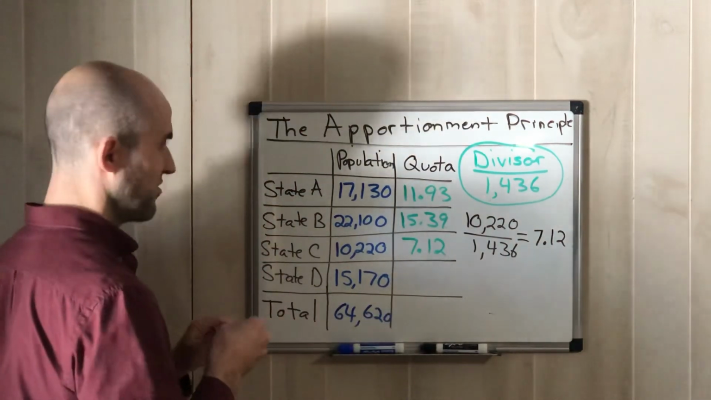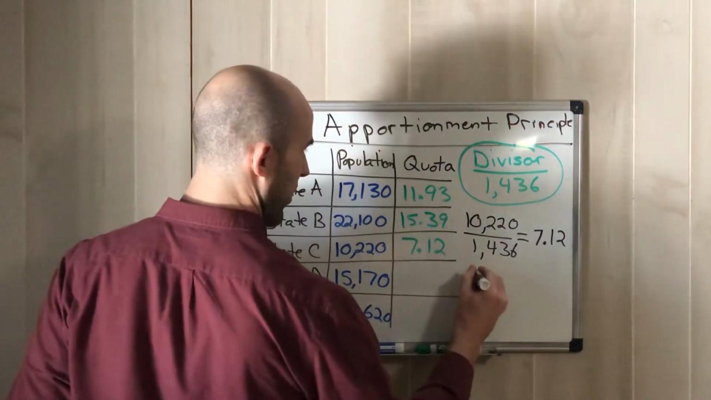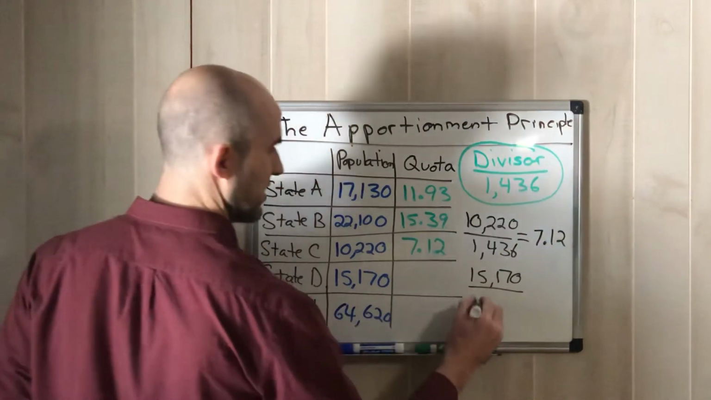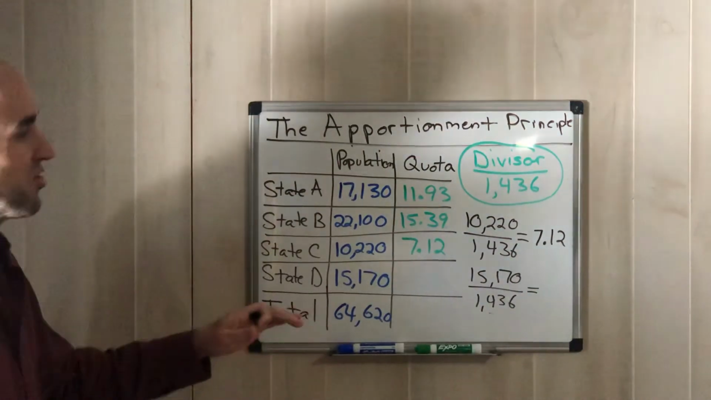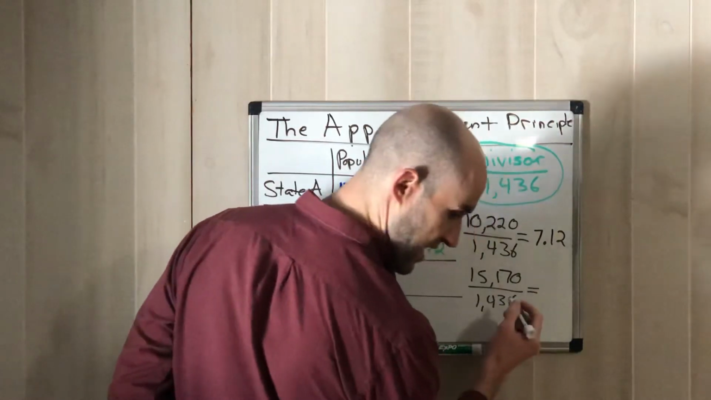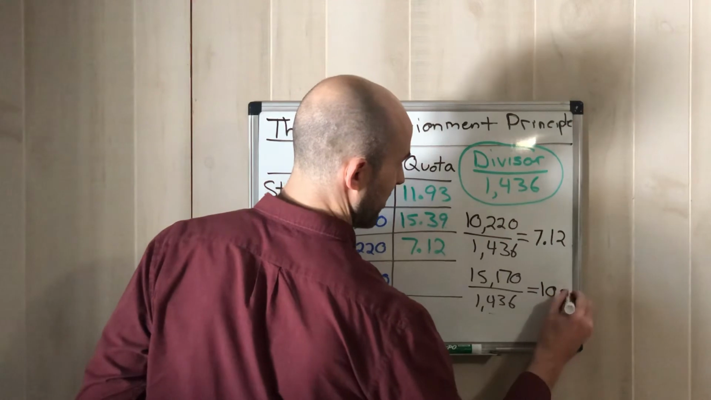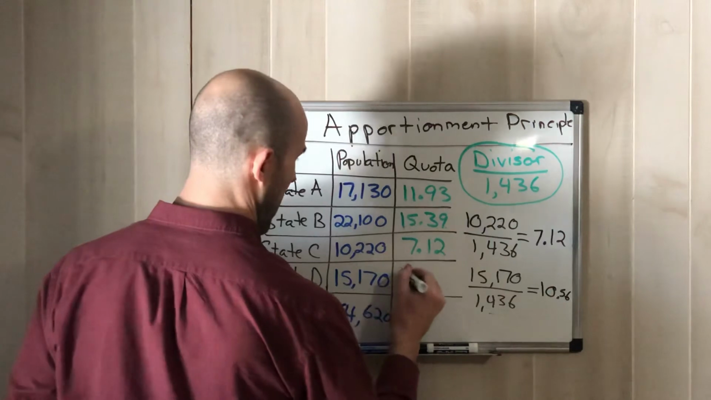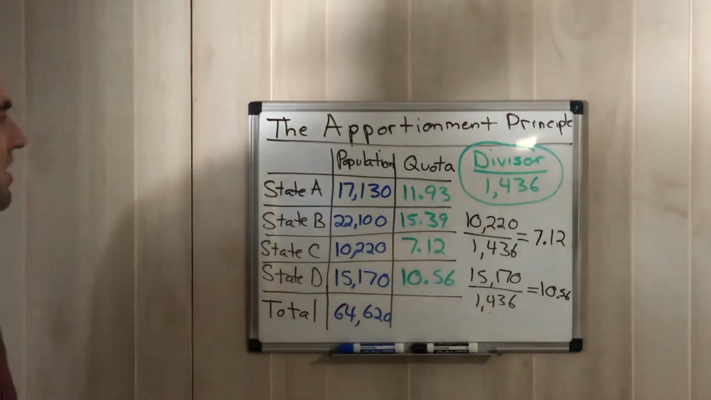And now the last one we have to do, let us do state D, right? State D, we're going to end up doing 15,170 divided by 1,436. You always divide by the divisor. That's why the divisor is so important. When we divide 15,170 by 1,436, it gives us 10.56. And this is what we're focusing on just today. Today's lesson, I wanted to focus on just finding those quotas, right?